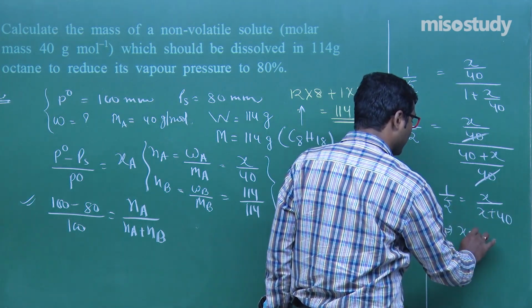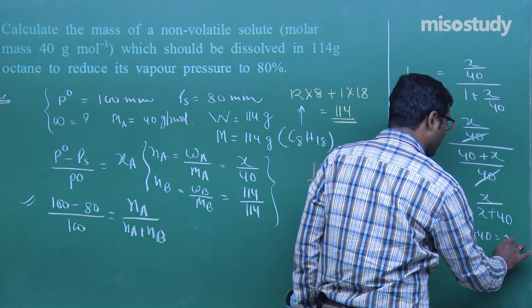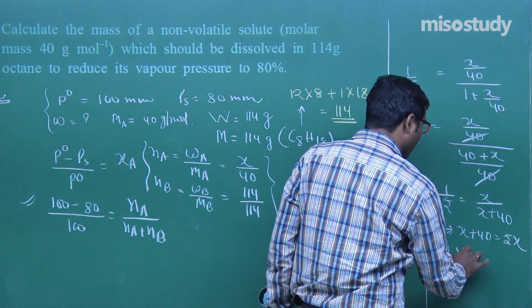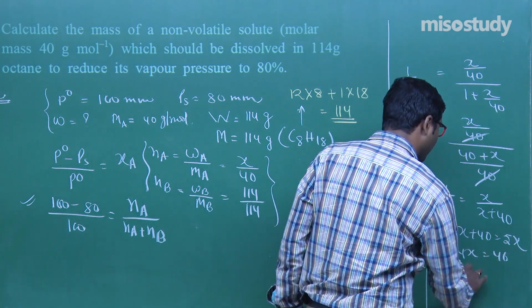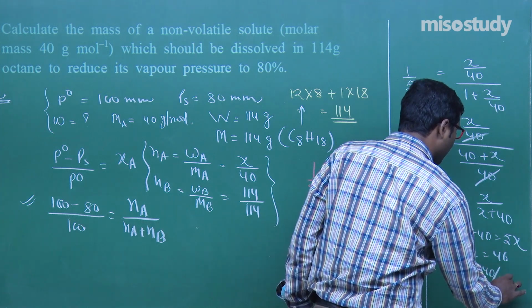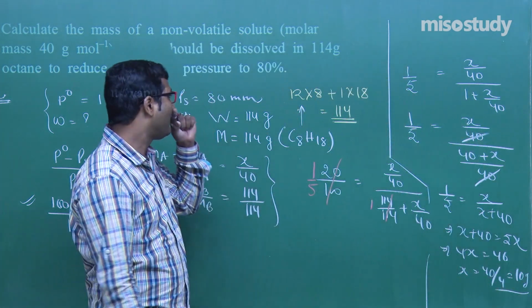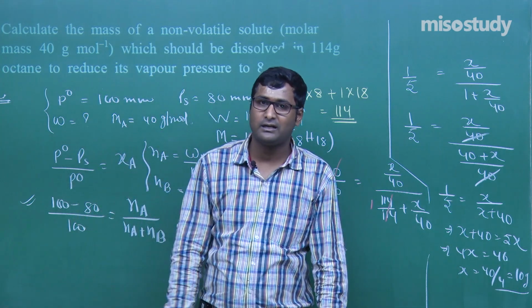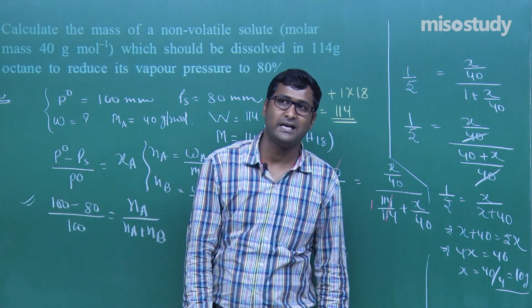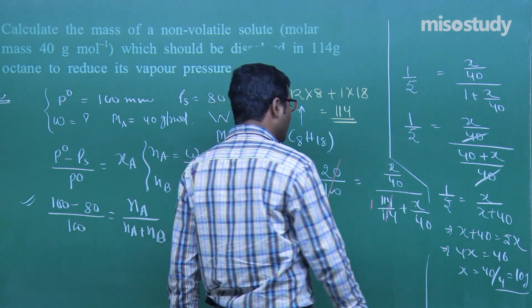We can write here X plus 40 is equal to 5X, or 4X is equal to 40. X is equal to 40 upon 4, that is 10 gram, my friend, answer. So what is the weight of the non-volatile solute? That is 10 gram. Is it clear? Now let's move to the next question.